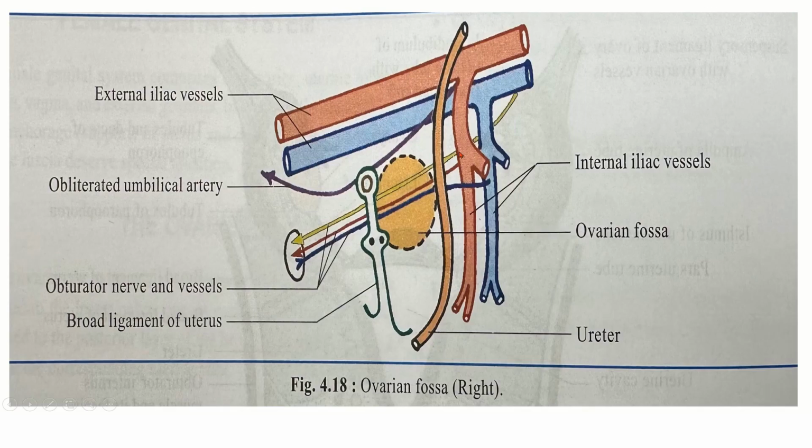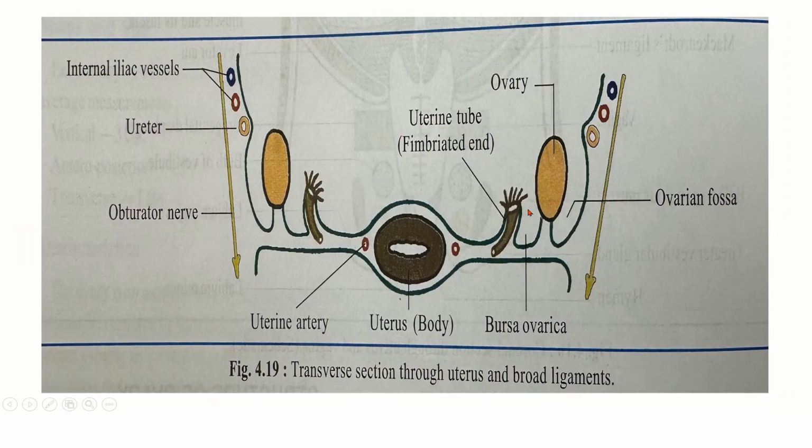You can see here, this is the ovarian fossa. Above and in front related to the obliterated umbilical artery. Above related to the external iliac vein. Behind related to the ureter and internal iliac vessels. And here you can see, this is the ovarian fossa, and this is the lateral wall showing the obturator nerve and vessels. Here you can see on the medial side, the medial surface is related to the bursa ovarica, and on the lateral side, the lateral surface is related to the ovarian fossa.